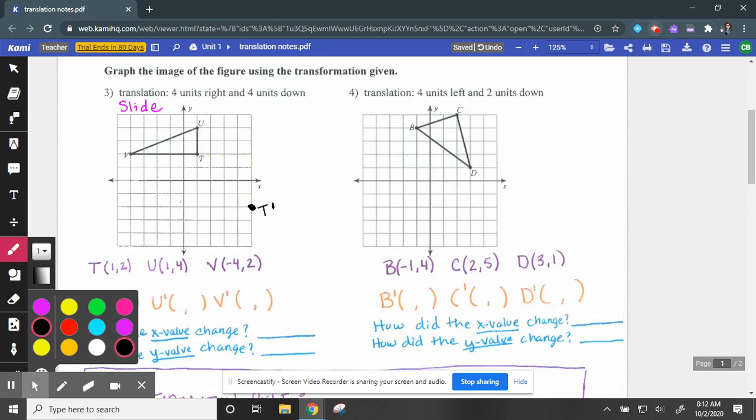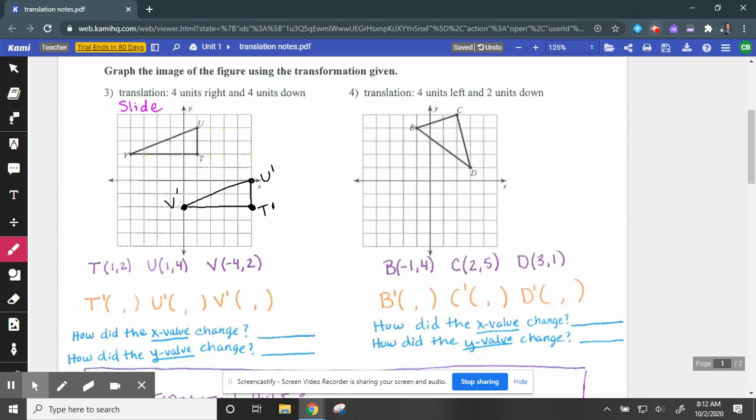Now let's move U. We're going to move it 1, 2, 3, 4 right, 1, 2, 3, 4 down. I'm going to put the new point U prime. And then finally, let's move the V, which would be 1, 2, 3, 4, 1, 2, 3, 4. This would be our new V prime. I'm going to connect my points to make the congruent triangle.